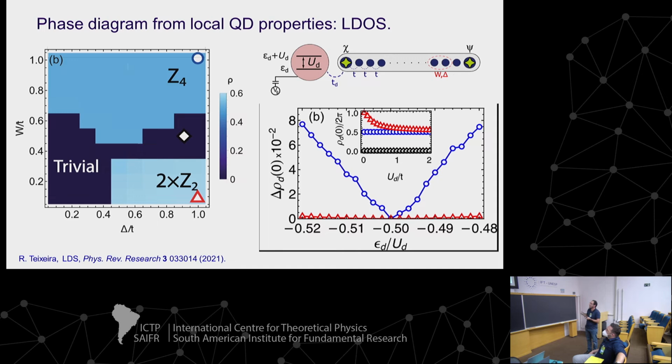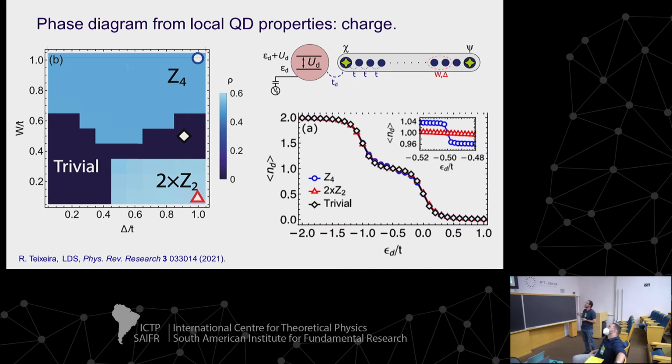So this is another very small signal, but it's still there. And most importantly, you see a jump in the charge of the dot once you cross, say, the particle-hole symmetric point in the Z4 phase that is not there in the 2 times Z2. It's just smooth. If you look at the charge, you see this jump here, which you could detect, say, with a quantum point contact experiment or something like that. So not only the local density of states, but also the charge.